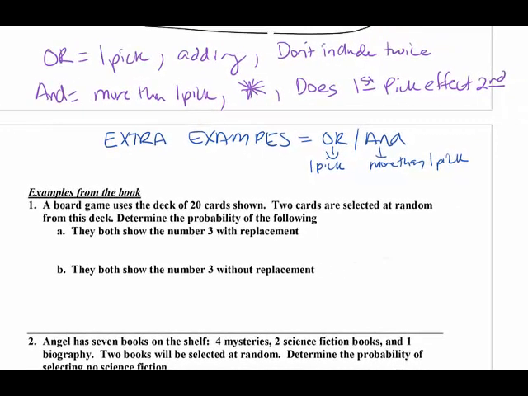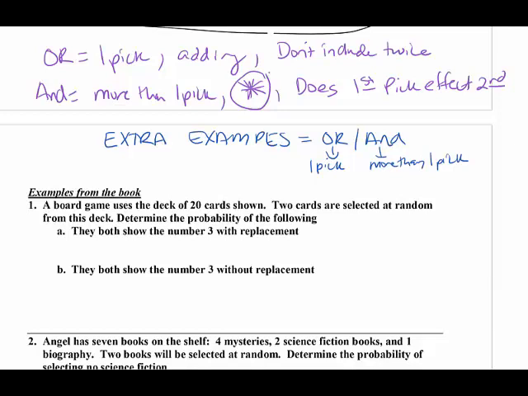So what we're going to do in this video is just some extra examples. We've already done the notes for the lecture portion. For "or" for one pick, which I have on the top, "or" for one pick is adding, but we don't include something twice. Again, that's just a quick summary. And when we're doing more than one pick, it will be multiplication. But we have to ask ourselves, does the first pick affect the second?